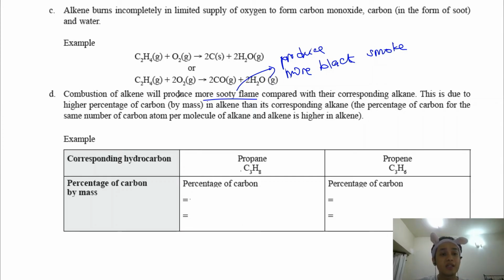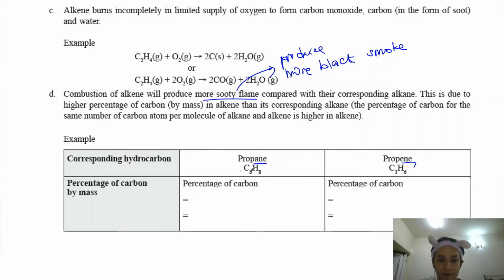Alright, so technically alkene will have more black smoke, and the reason why they have more black smoke is because the percentage of carbon in alkene is actually higher than alkane. So what do we mean by that? So we are going to show you the calculation. Alright, so this is the comparison between alkane and alkene. Okay, remember this one is alkane. Alright, this one is alkene.